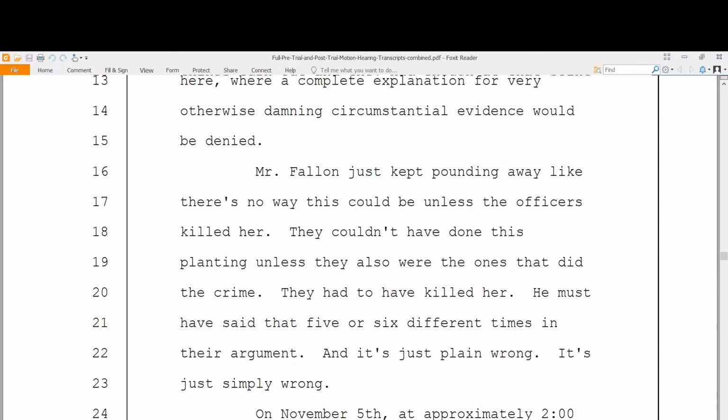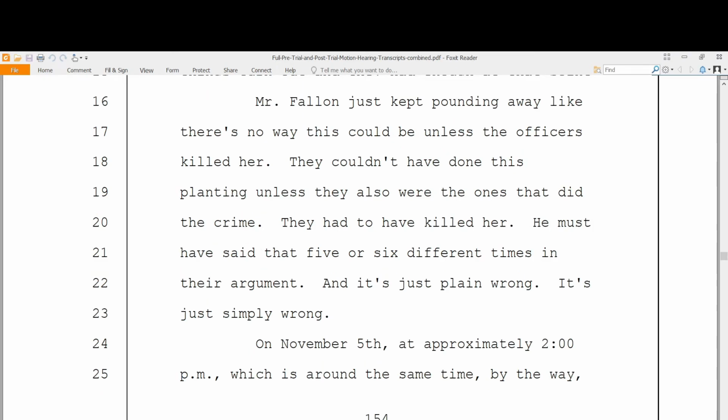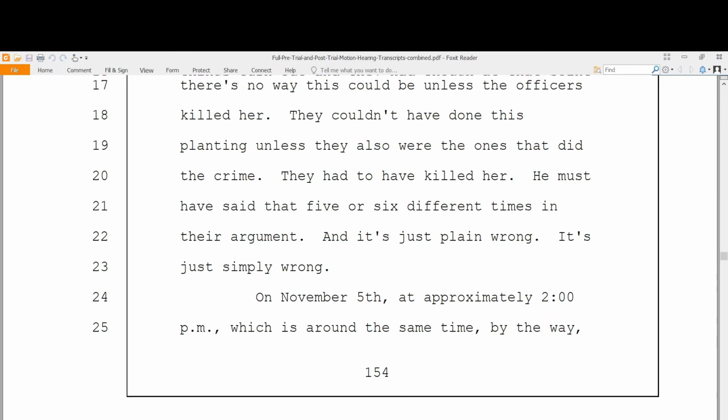That's very different from what we have here, where a complete explanation for otherwise very damning circumstantial evidence would be denied. Mr. Fallon just kept pounding away like there's no way this could be unless officers killed her. They couldn't have done this planning unless they were the ones that did the crime. They had to have killed her. He must have said that like 5 or 6 different times in their argument. And that's just plain wrong.